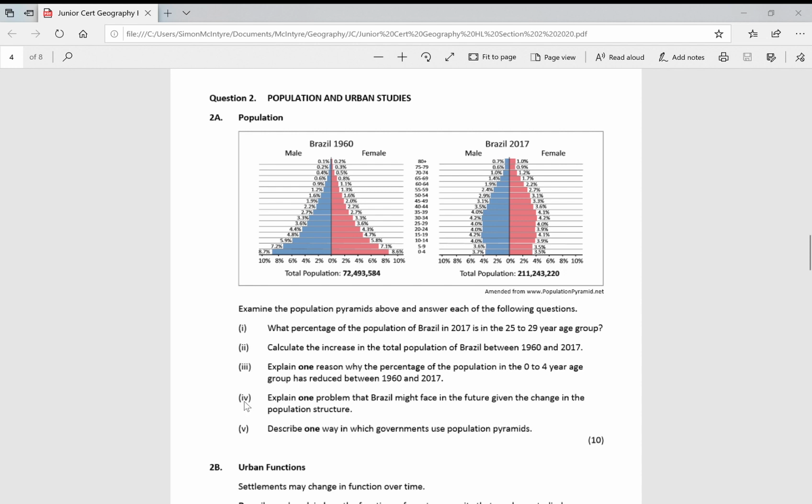Part 4, explain one problem that Brazil might face in the future given the change in the population structure. And Part 5, describe one way in which governments use population pyramids.